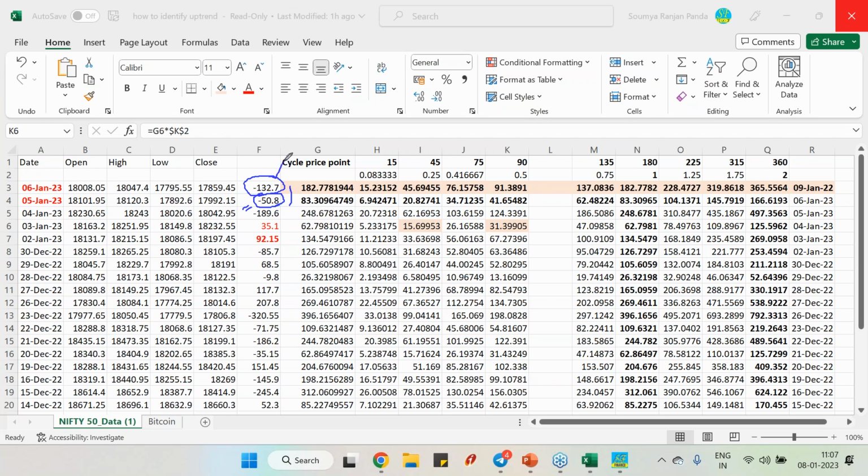So what happens here? It has closed at 132, which means it has closed in the major cycle, between 225 and 315. If it is in the major cycle, what will happen on the 9th? My plus 45 point move or minus 45 point move will decide my uptrend or downtrend. If it is plus 45 points, I'll say I entered the uptrend confirmation.